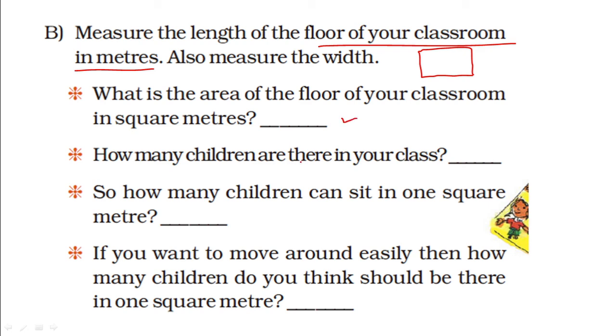How many children are in your class? Generally 40. How many children can sit in 1 square meter? That we have seen in the last question. If you want to move around easily, then how many children do you think should be there in 1 square meter? See how many students can sit easily so that movement can be okay in the class. So just measure the length and width of your room at home, find the area and write the area in the comment box.